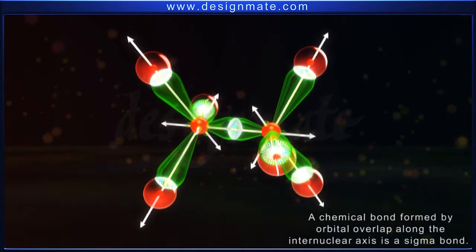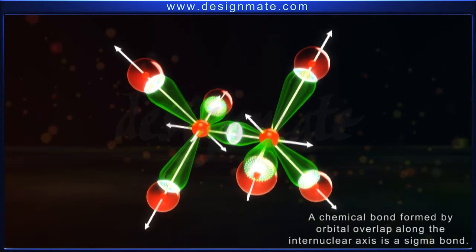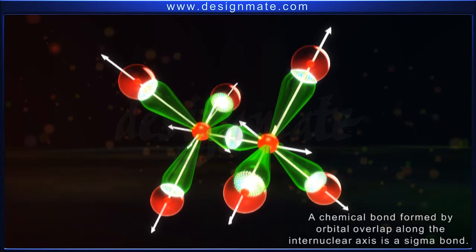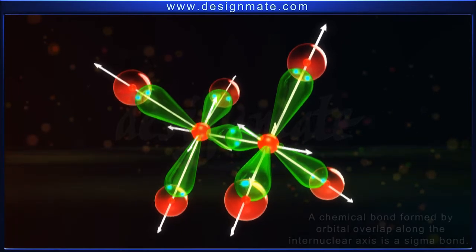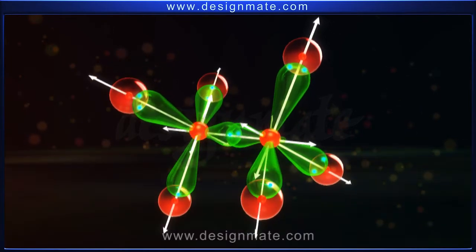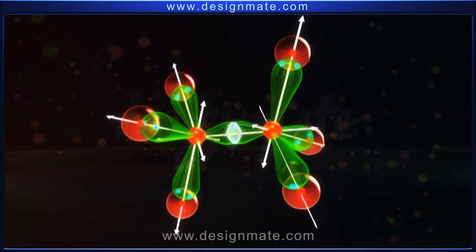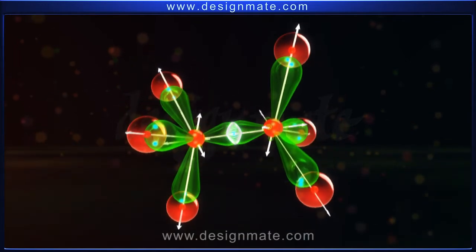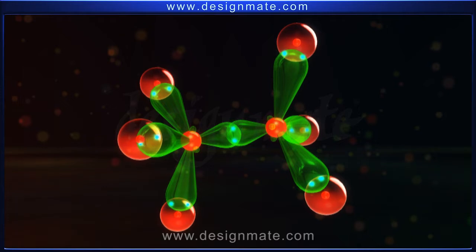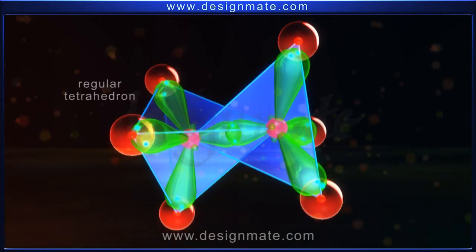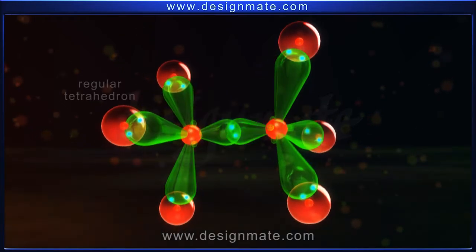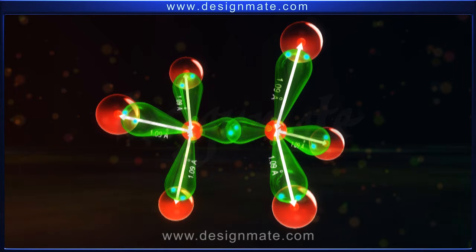A chemical bond formed by orbital overlap along the internuclear axis is a sigma bond. Thus, both the carbon atoms are surrounded by 3 carbon-hydrogen sigma bonds and 1 carbon-carbon sigma bond. These bonds are directed along the corners of a regular tetrahedron, and all carbon-hydrogen bonds are of the same bond length.